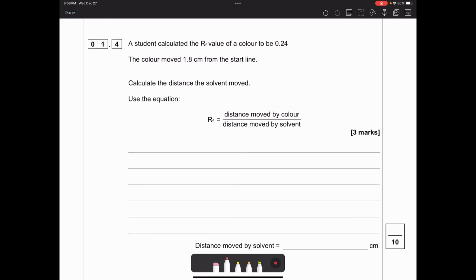A student calculated the RF value of a colour to be 0.24. The colour moved 1.8 centimetres from the start line. Calculate the distance the solvent moved. Okay, so you've been given the RF value, which is 0.24, and you've been told the distance moved by the colour was 1.8 centimetres. You want to calculate the distance moved by the solvent.